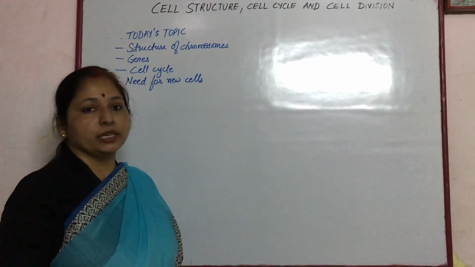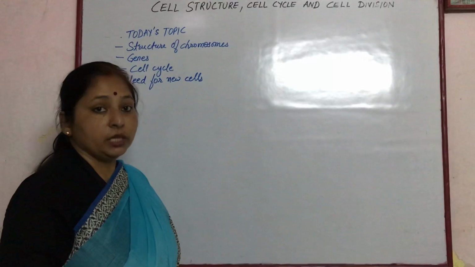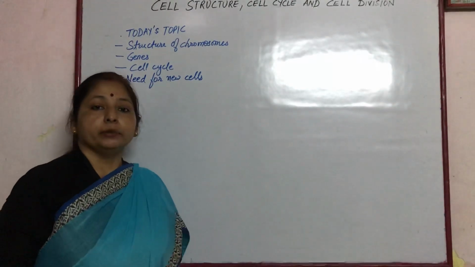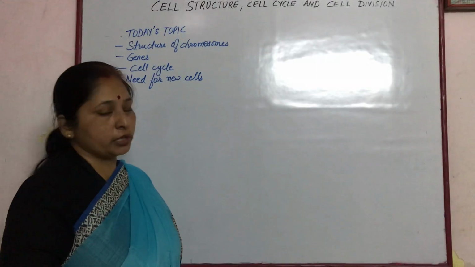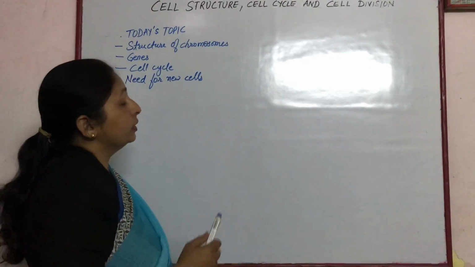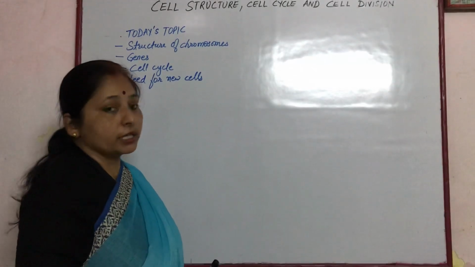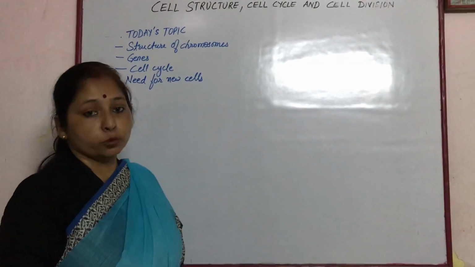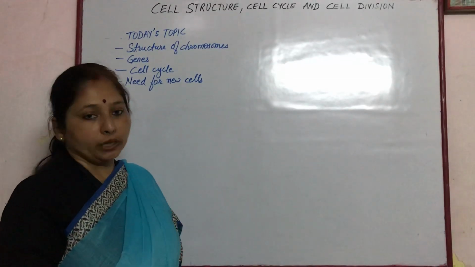Hello students, in the last class we discussed chromosomes, the structure of the chromatin fiber, and the components of chromatin fibers, which are 40% DNA and 60% histone proteins. We also discussed the scientists who discovered chromosomes, and why the name chromosome is given to the nuclear substances and the chromatin fiber.